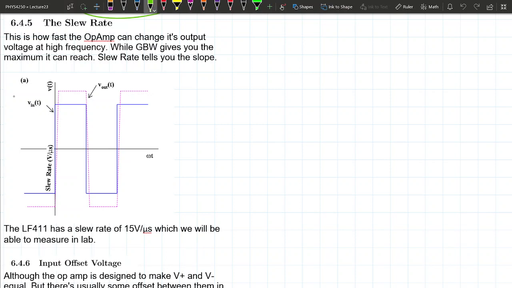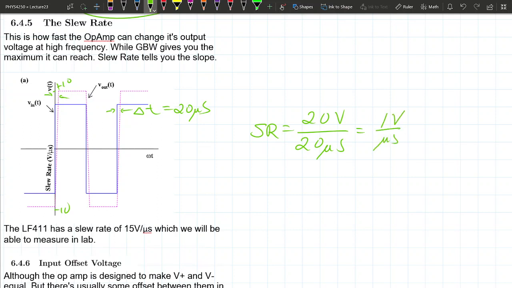The slew rate is basically, let's say you're going from negative 10 to positive 10, and the amount of time it takes for that to happen, unfortunately this is kind of small, I'm going to draw it here. Delta T. Let's say the amount of time for that to happen is 20 microseconds. The slew rate, usually symbolized by SR, is 20 volts, from negative 10 to positive 10, a change in voltage of 20, divided by 20 microseconds. So the slew rate is actually 1 volt per microsecond, okay?